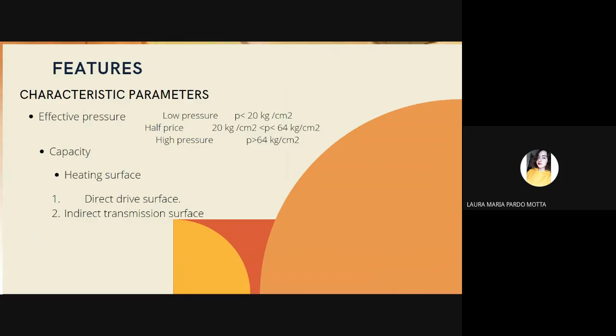And heating surface. It is the surface through which the heat transfer process takes place. It can be divided into a direct transmission surface, in which the transmission of heat by radiation is dominant, and an indirect transmission surface, where heat transmission by convection is dominant.